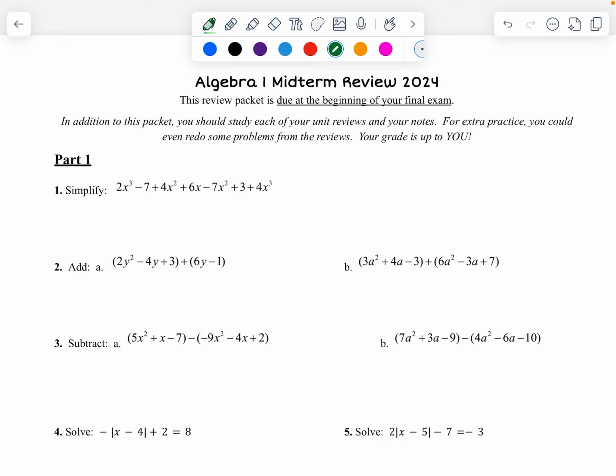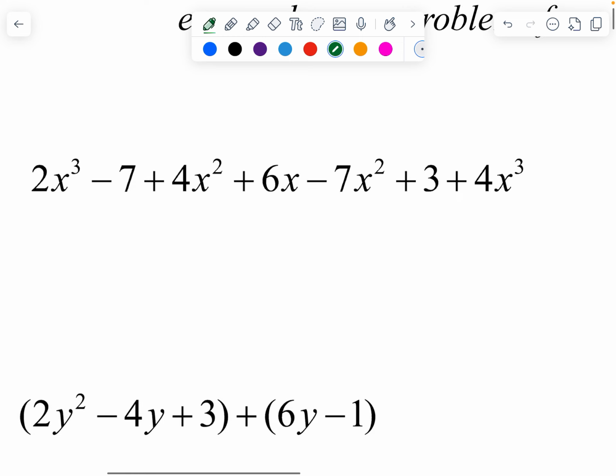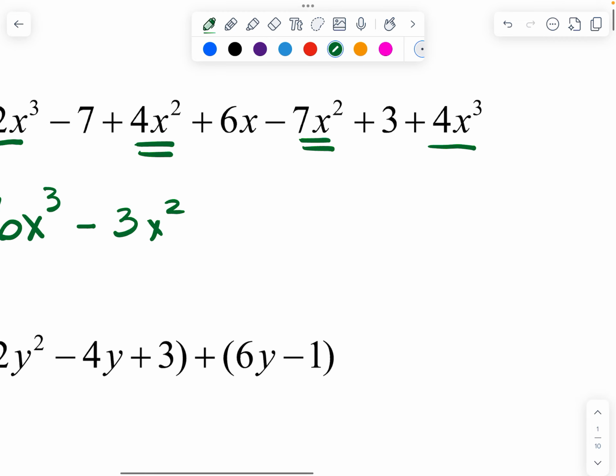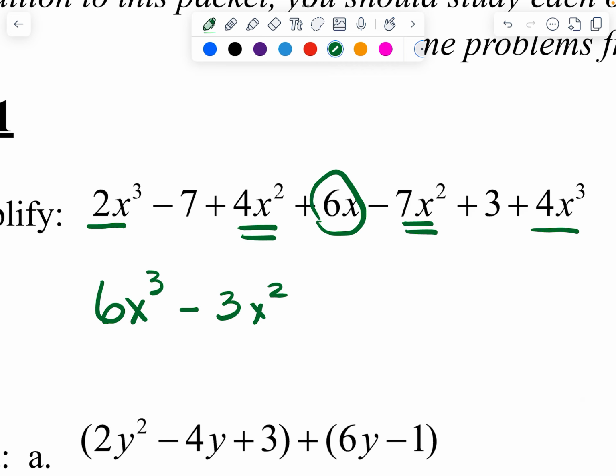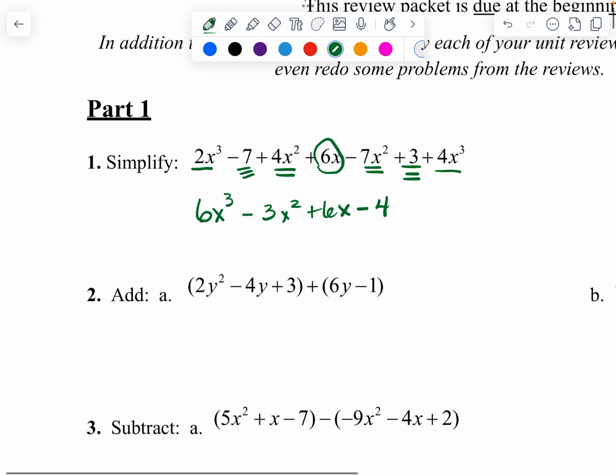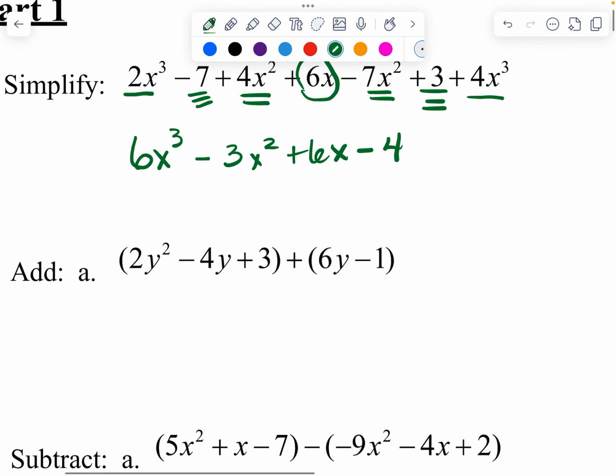The midterm review. So we're going to simplify. We look at the exponents. This one and this one have the same exponents, so we're going to add these together. Then we have x squared, and we combine those and get 3x squared. Oops. And then we only have one that has a regular x, so we're just going to write that down. And then we have constants.